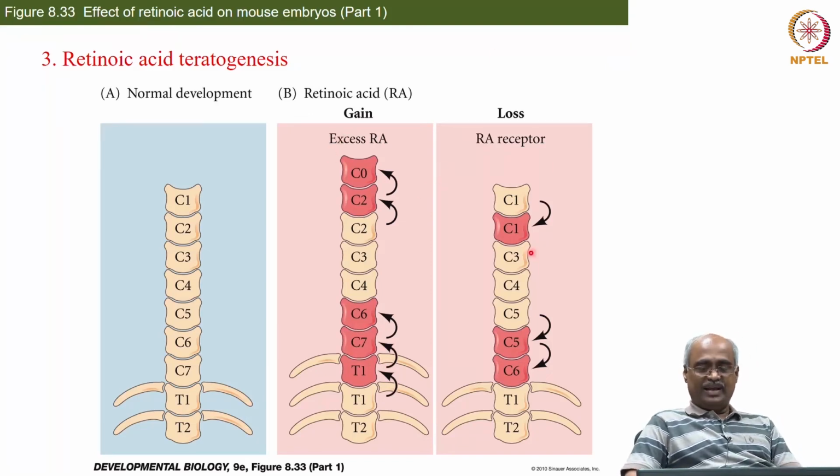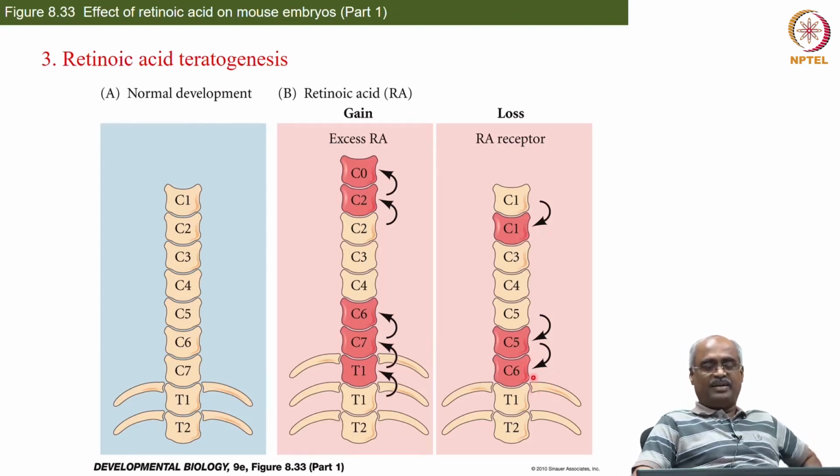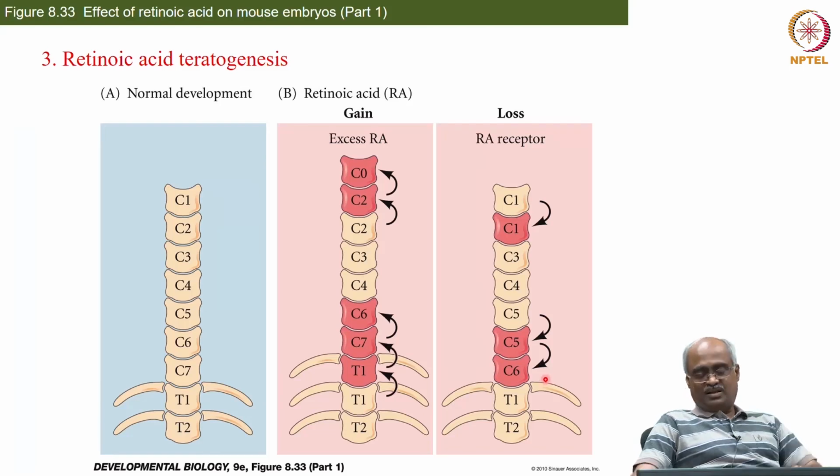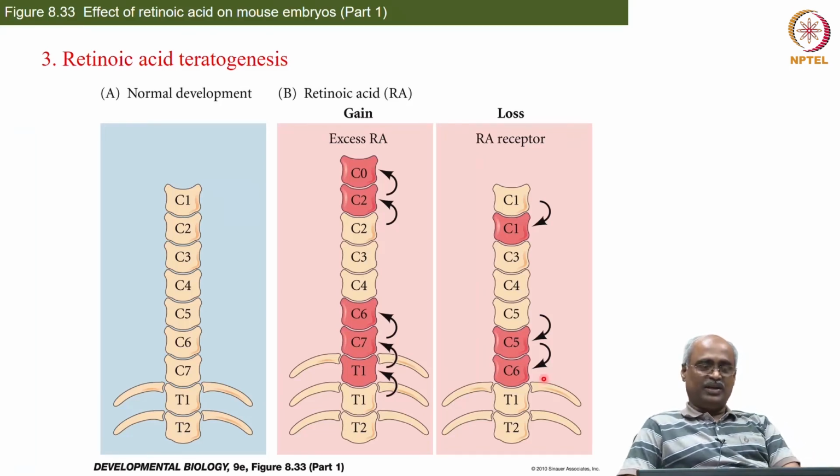And on the other hand, if you deplete the retinoic acid, then you have the opposite trend. Okay. C2 becomes C1, and similarly here at this junction you will see T1 becoming C6, and therefore it is cervical and doesn't form the ribs. Okay. And this is also seen when you mess up the Hox gene expression.